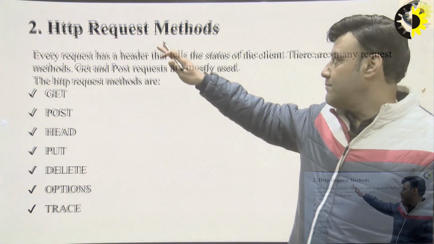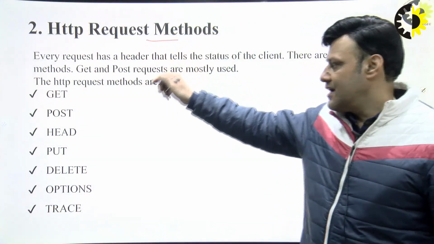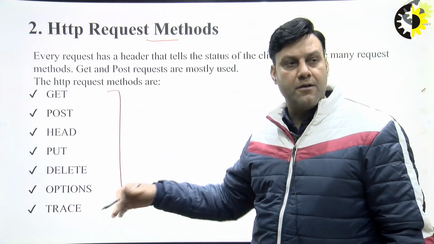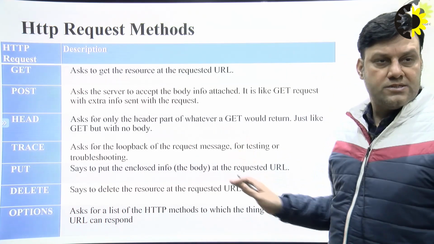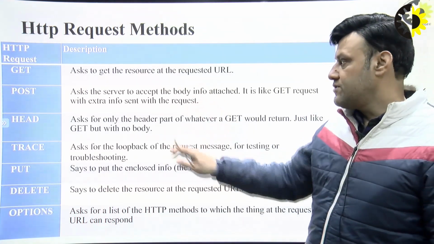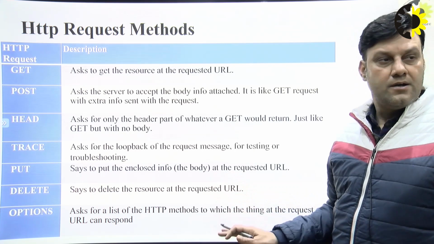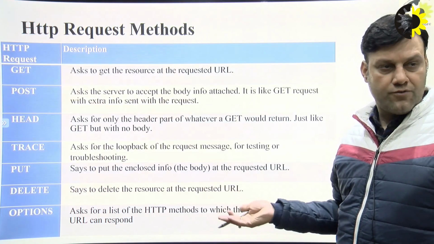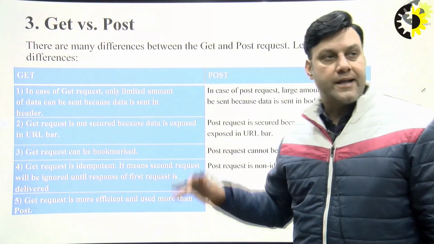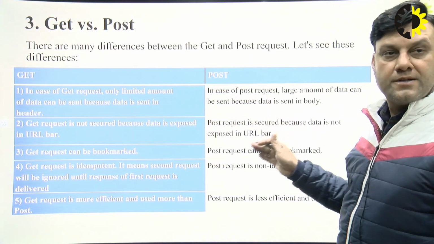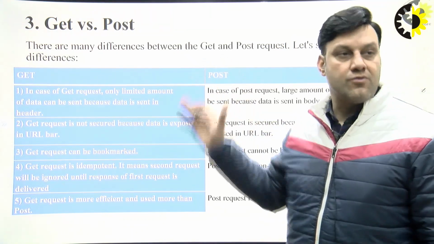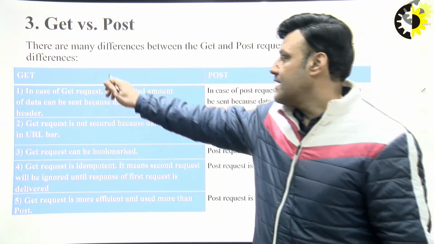Now there are a number of methods that you can see. A web programmer should know all these methods. This is a brief description of these methods. What is the purpose of using these methods? You can see from here: get versus post. What is the purpose of the get method? What is the purpose of the post method? Post is basically used for a large amount of data, and for a limited amount of data, get is used.